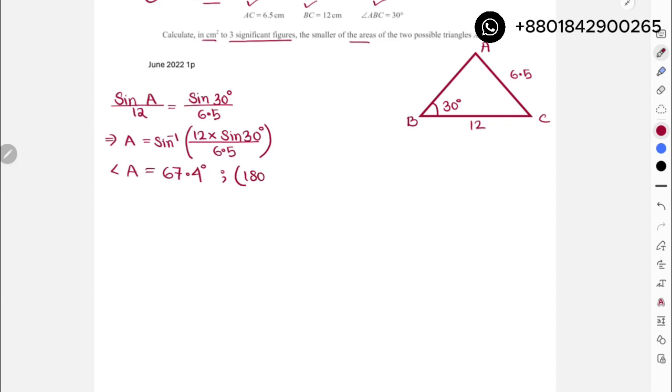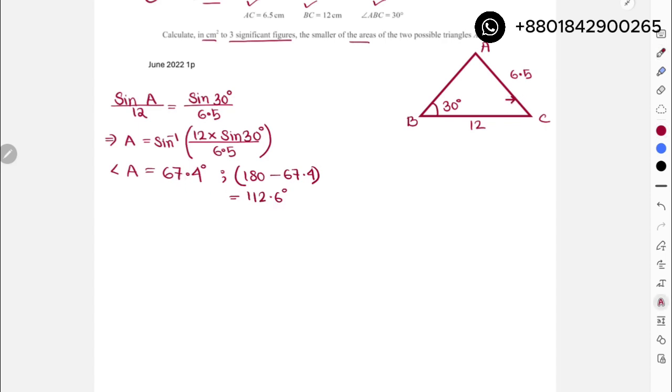For the second value of sine, you always subtract the first value from 180. So 180 minus 67.4 leaves you with 112.6 degrees. Now we have two values of angle A, 67.4 and 112.6.